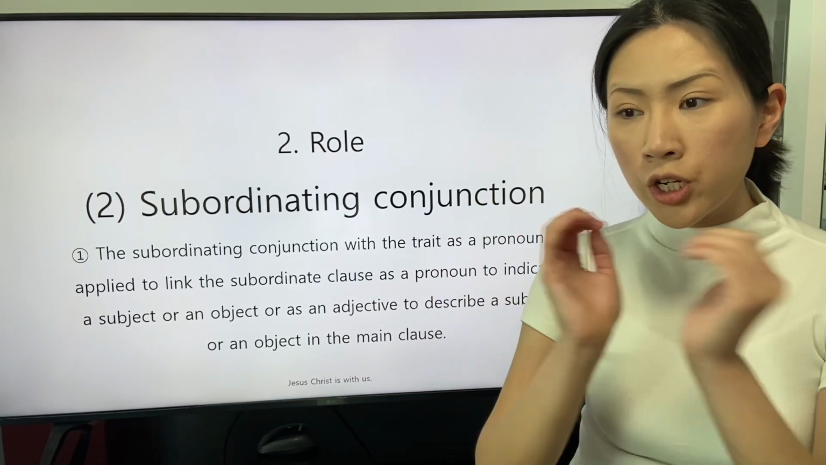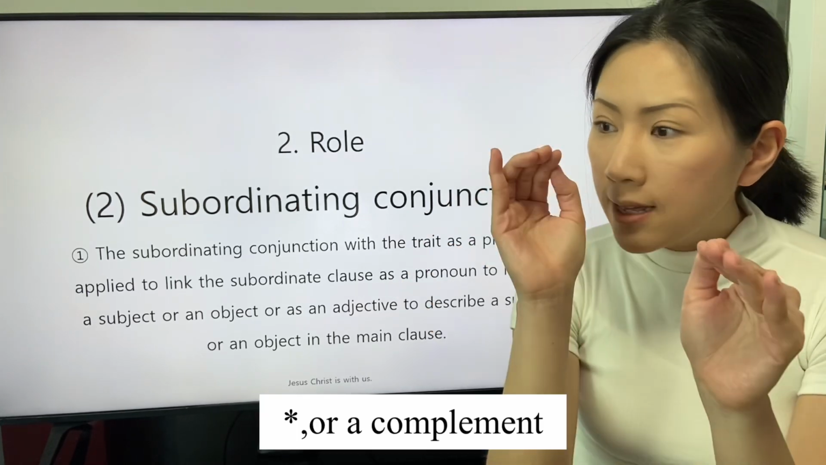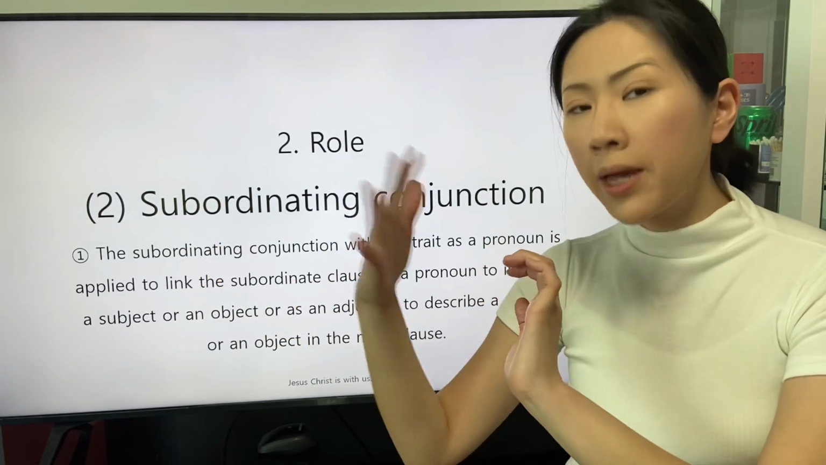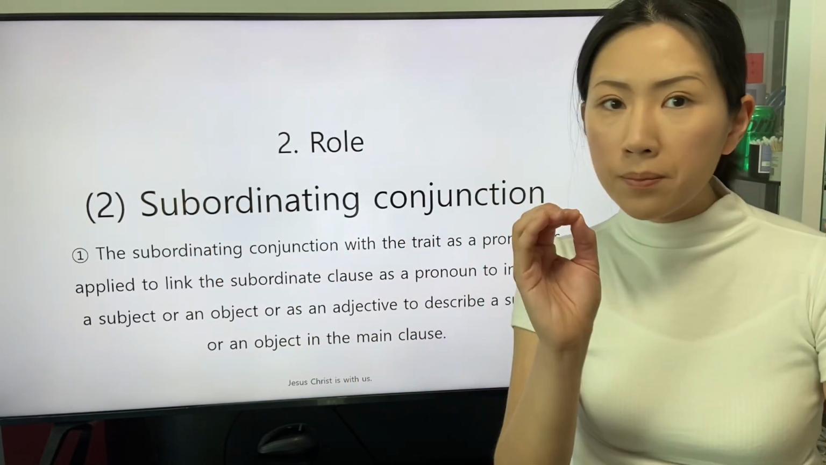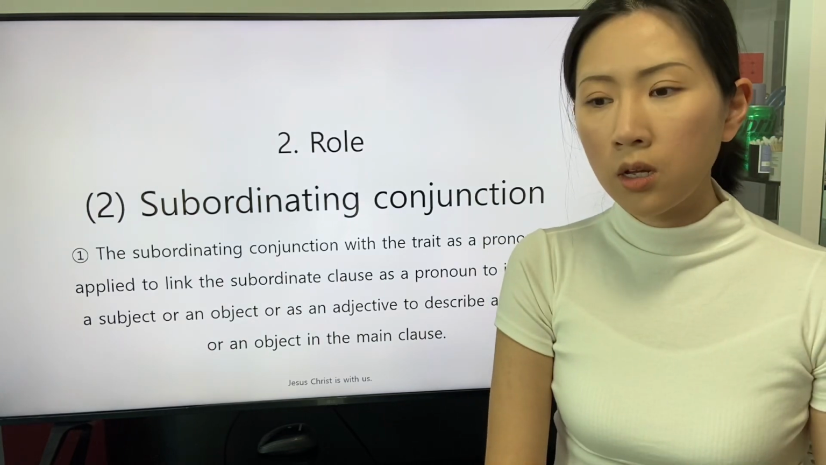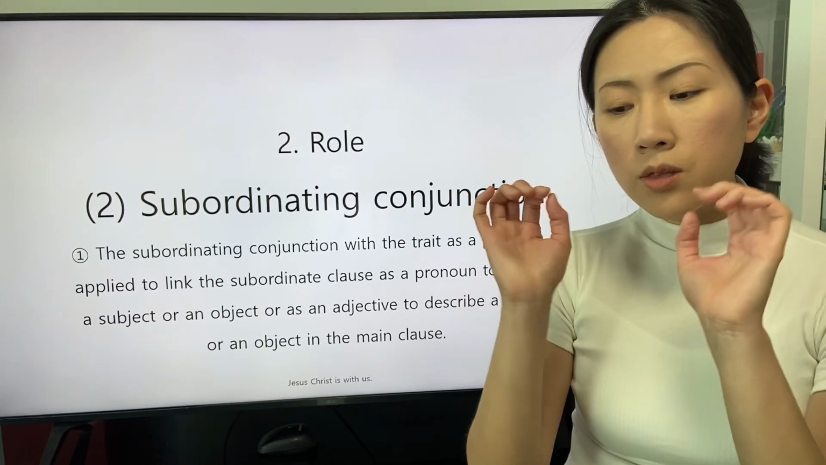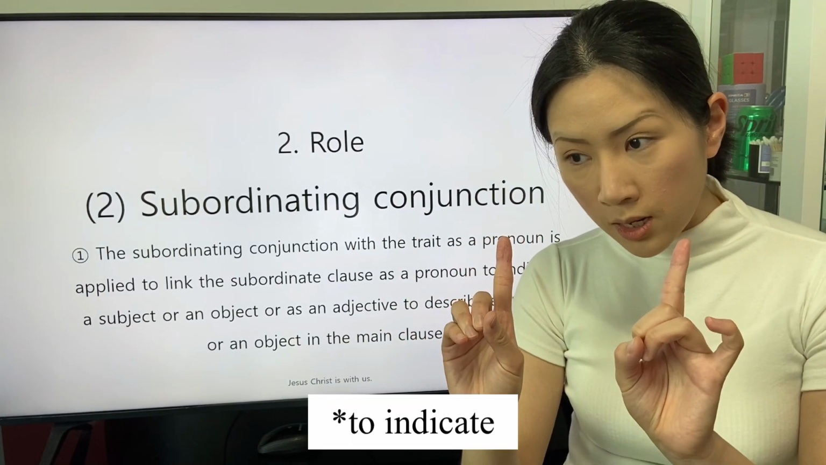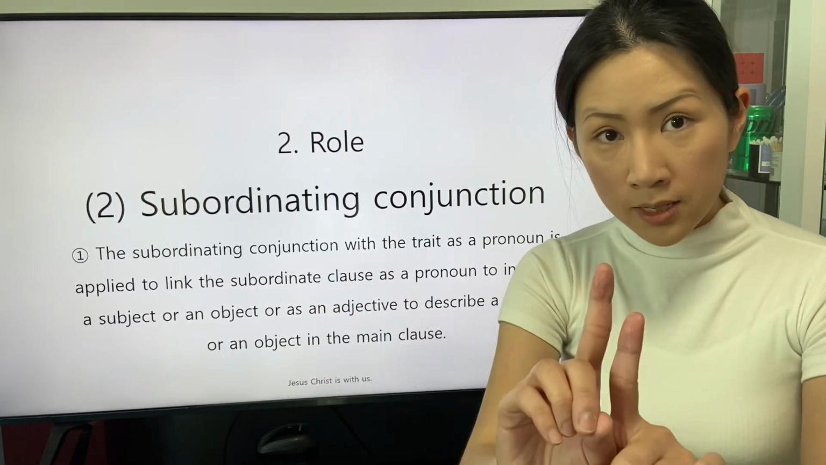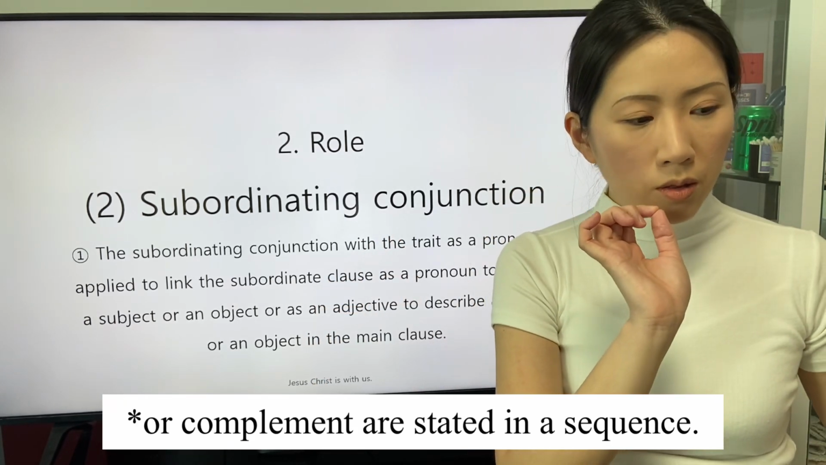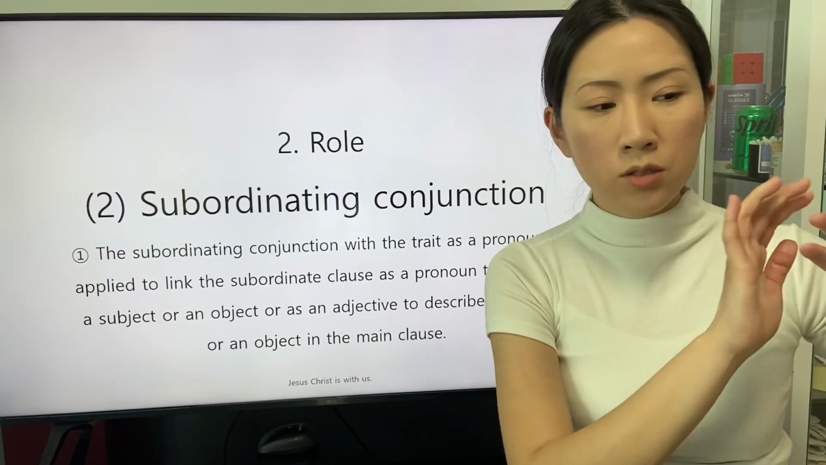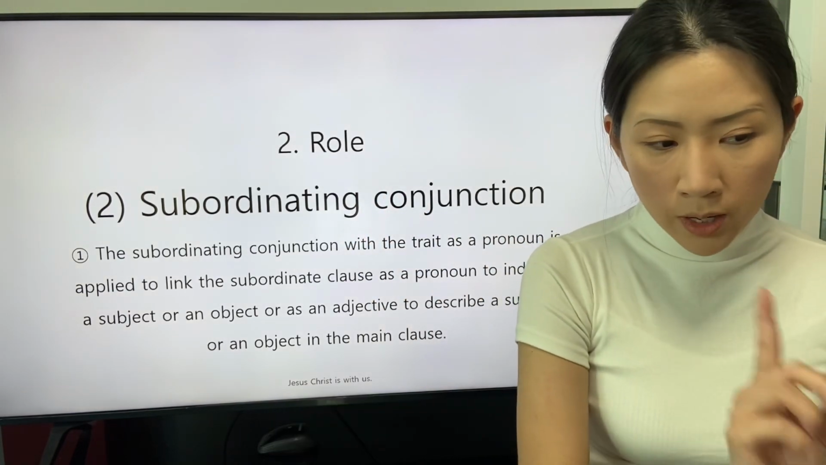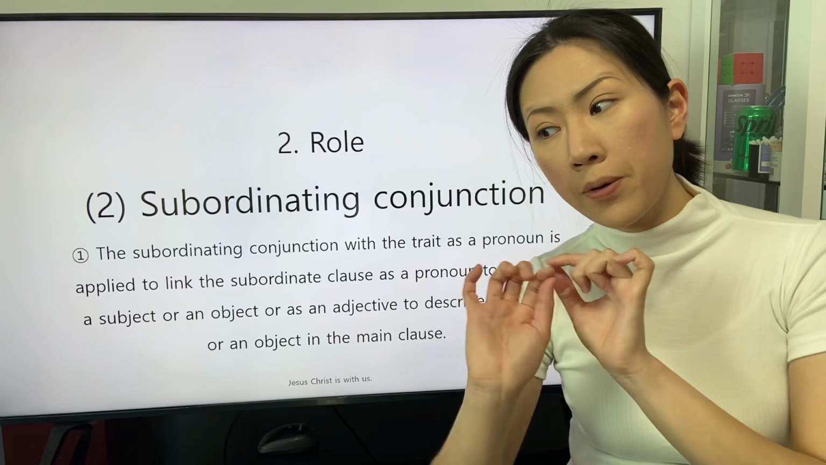The subordinating conjunction to indicate a subject or an object, same as the precedent in the main clause, is described in the subordinate clause. The precedent in the main clause and the subordinating conjunction, the same subject object. The reason why the subordinate clause is linked to the main clause is that the subordinate clause describes the precedent.